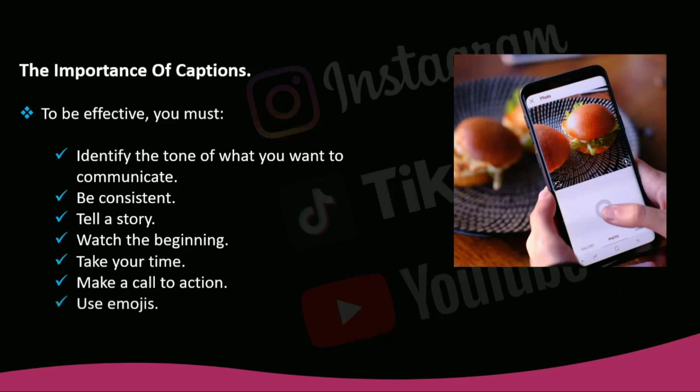Use emojis. Not everything is formal, and you can make a good caption and use emojis if necessary. Just remember that it must be prompt. You do not want to bore the audience with a text full of happy faces.